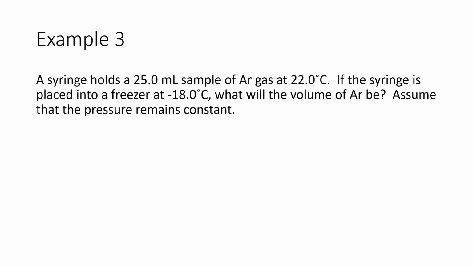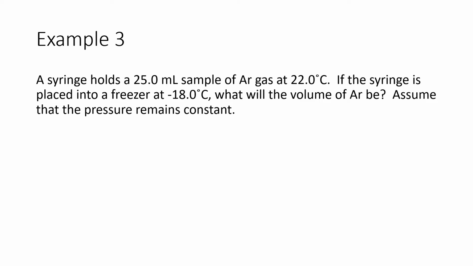All right, this last problem says that we have a syringe holding a sample of 25 milliliters of argon gas at 22 degrees Celsius. Then we're going to place that syringe in a freezer, and as it cools down, the volume should decrease according to Charles' law. So what will that new volume be? Let's assume that the pressure remains constant.